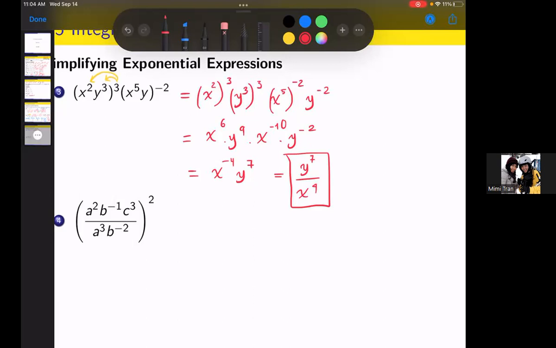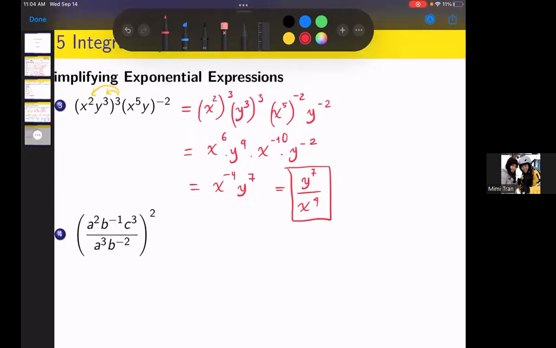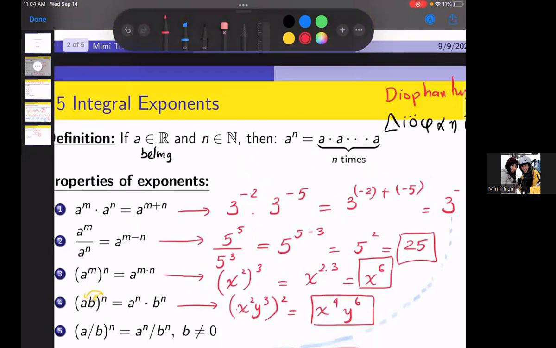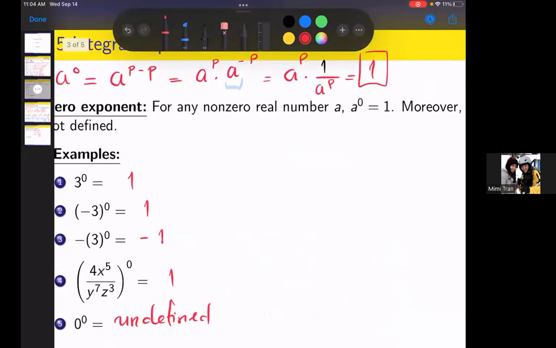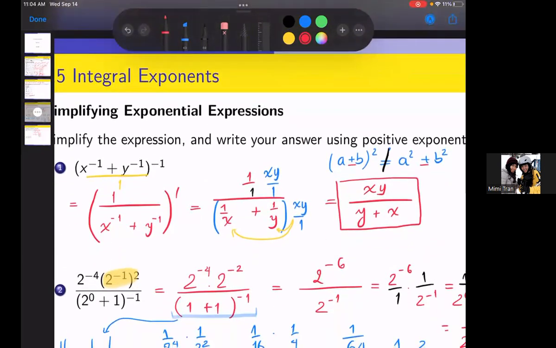Anyone have a question? Number 3. Oh, the product rule, the very first one. Yeah. If you have the same bases, you add the exponents. While you're doing your homework, I suggest you have the rules up. Yes.